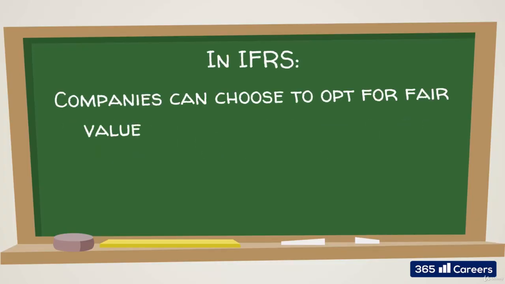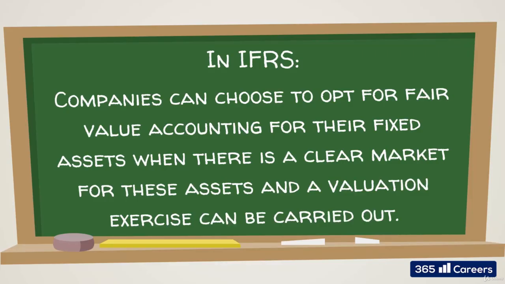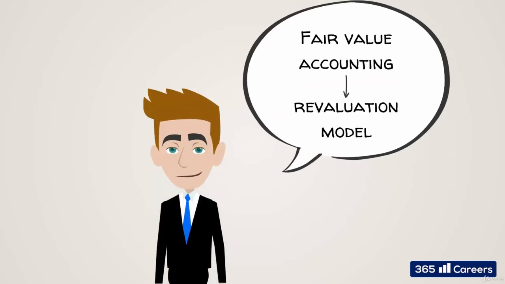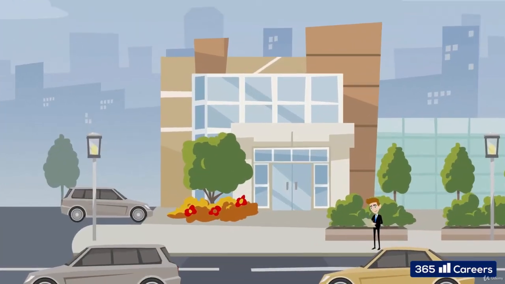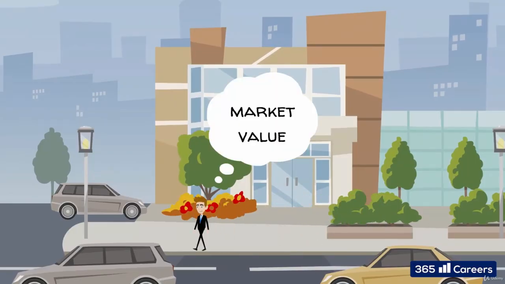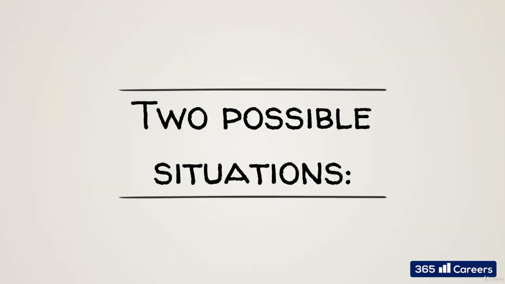Companies can choose to opt for fair value accounting for their fixed assets when there is a clear market for these assets and a valuation exercise can be carried out. If companies choose to use fair value accounting, they have to apply the revaluation model, which consists in appraising the asset periodically, most often on an annual basis. Very similarly to what we said for impairment tests, a specialized appraiser will value the asset and will determine its current market value. Of course, we can have two possible situations.